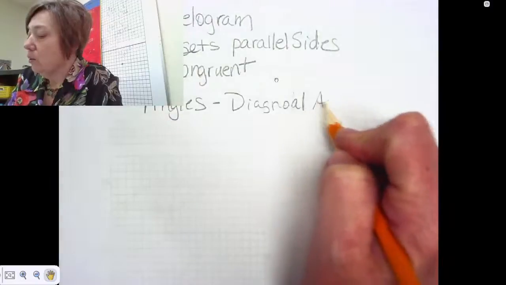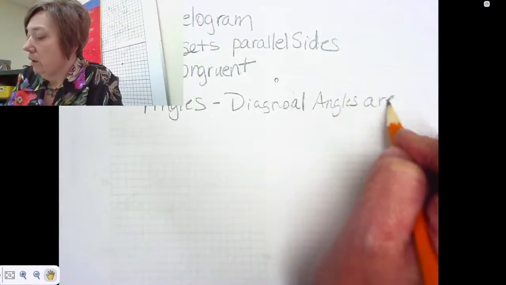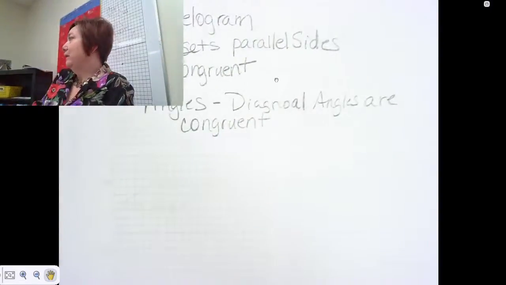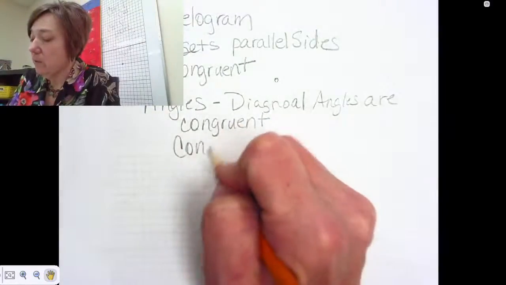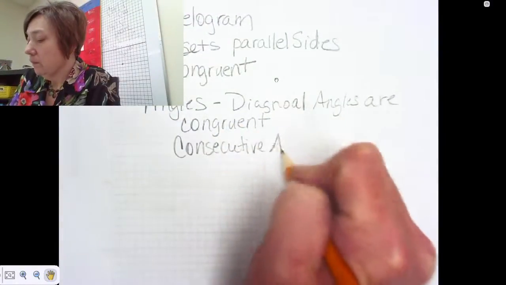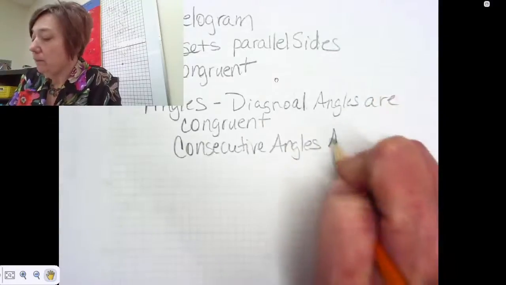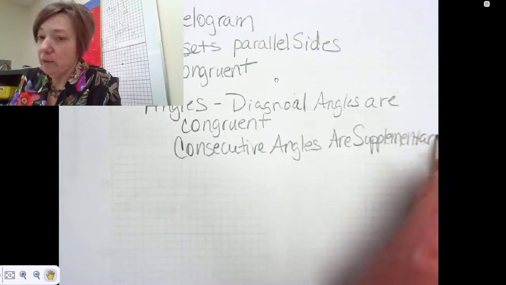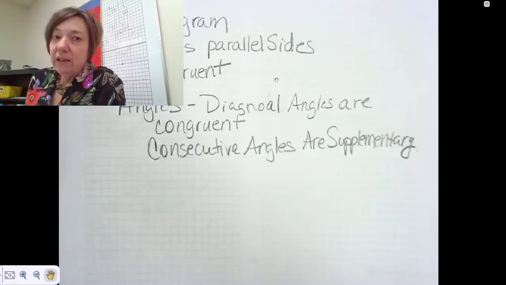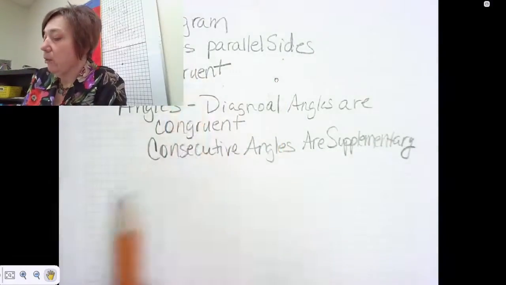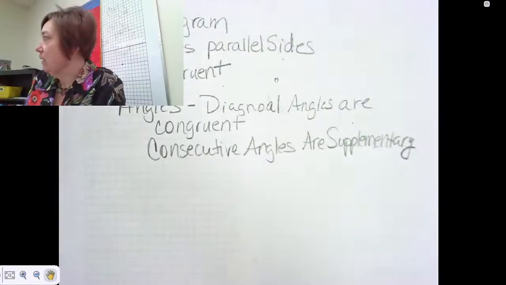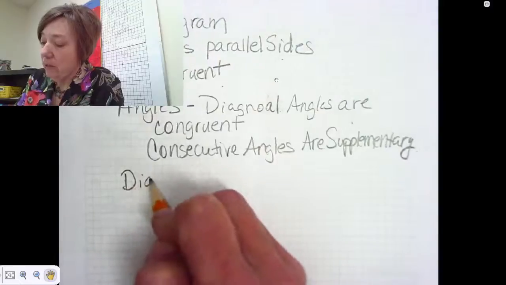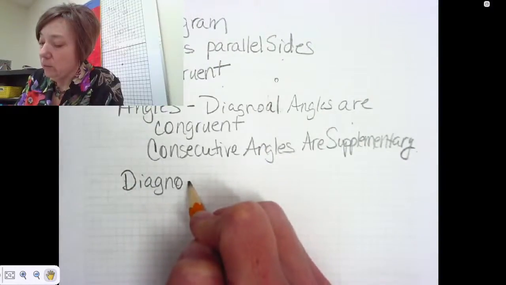Okay, diagonal angles are congruent. And then we know that the angles that are not diagonal, the consecutive angles, are what? Supplementary. Right. Good guess on your part, reading what I'm writing. So we know that the sides are parallel and congruent, the diagonal angles are congruent, and consecutive angles are supplementary. What do we know about their diagonals? Not the angles, just the lines that are diagonal.